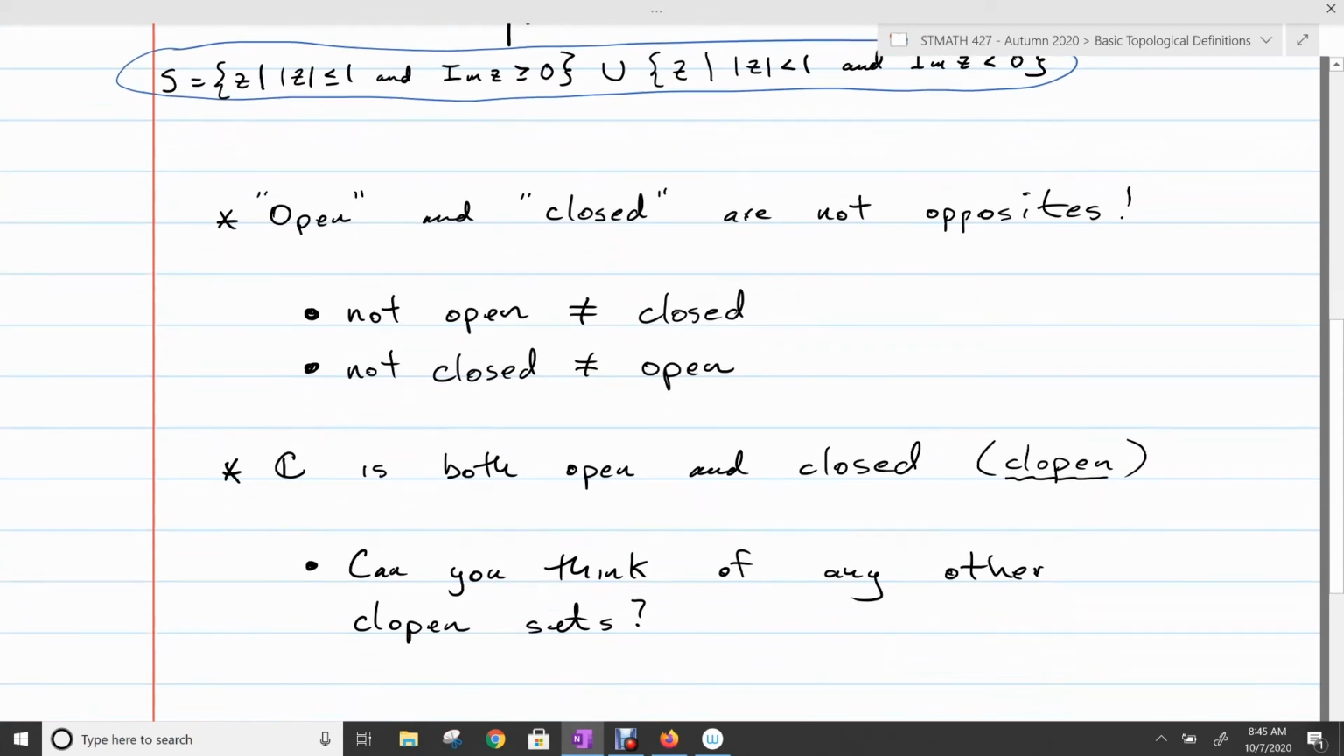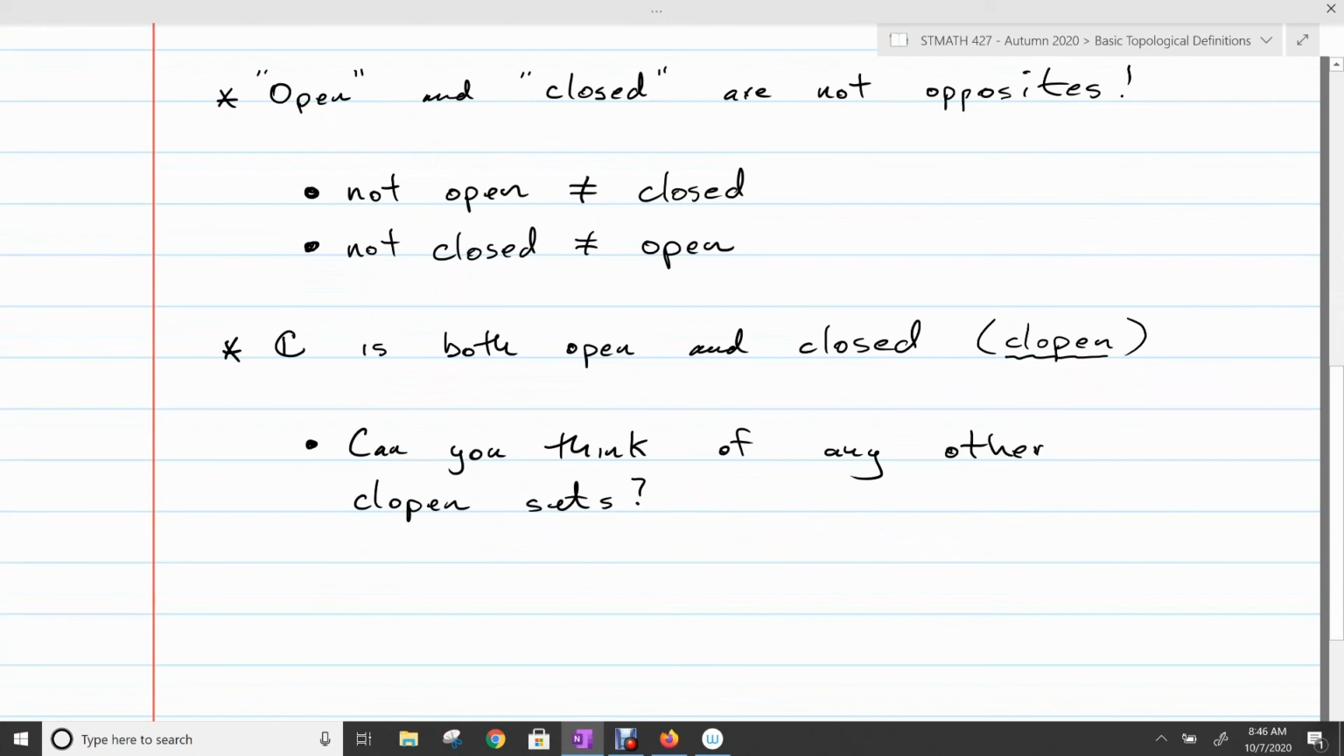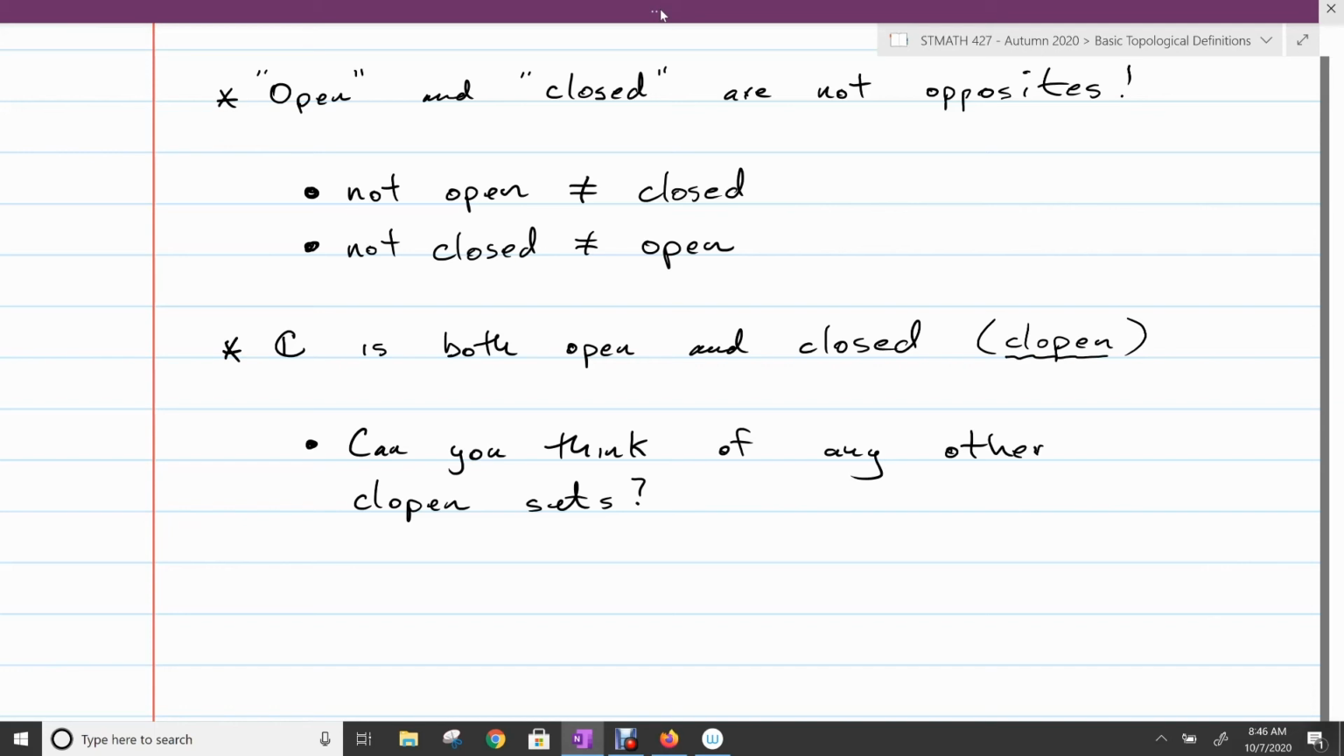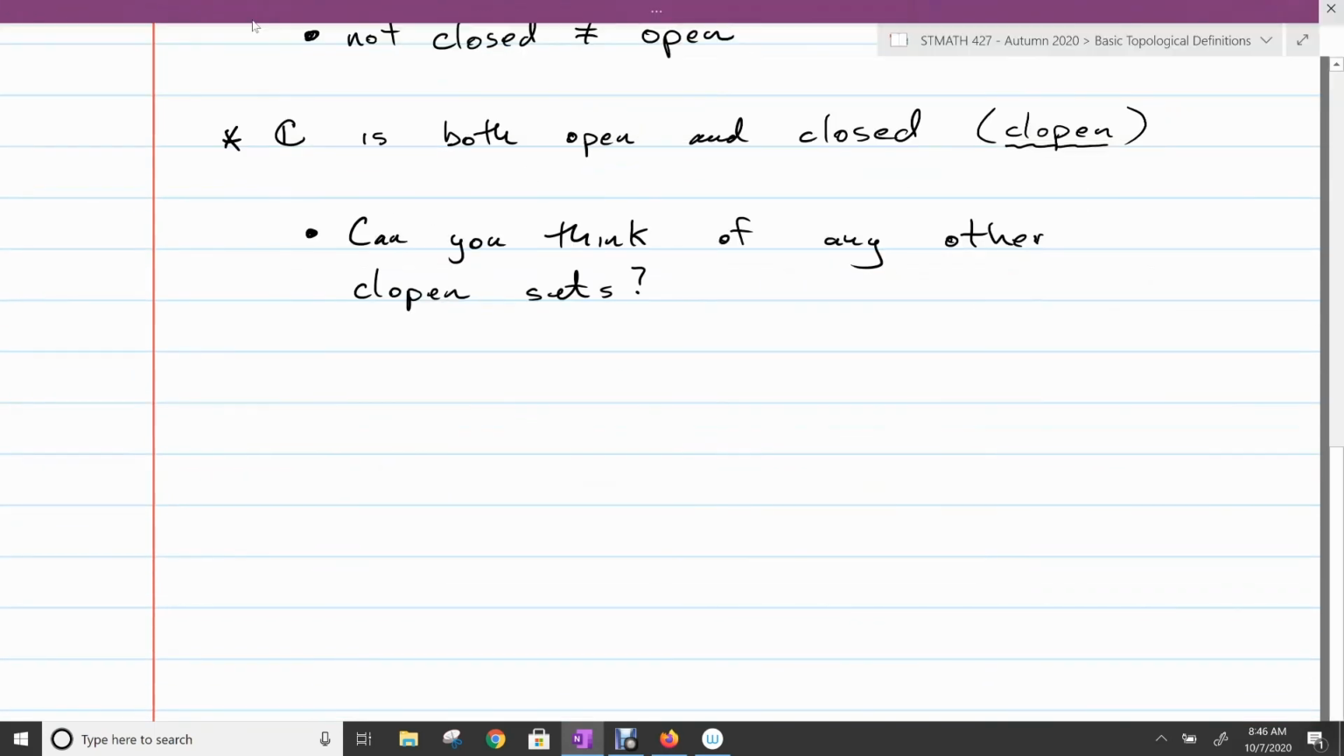In fact, going to the third point here, you can have sets that are both open and closed. For example, the whole complex plane is an example of a set that's both open and closed. Kind of a cute word for this is to call it a clopen set.